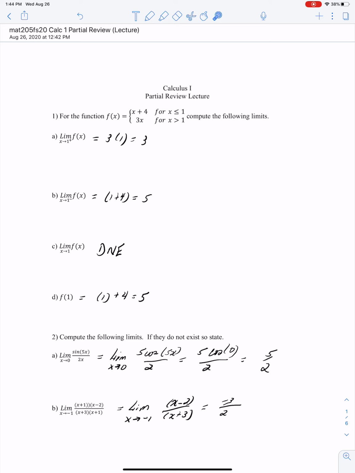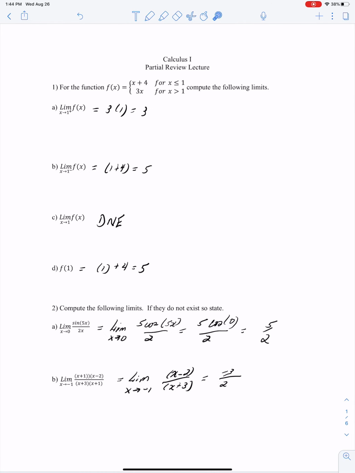If I ask what's the limit as x tends to 1 from the left of f, if I'm to the left of 1, then I'm a little bit less than 1. I have to use the rule x plus 4, so the answer is 1 plus 4 equals 5.